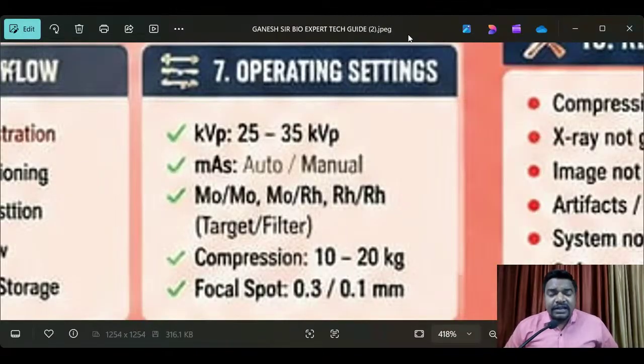So whenever you operate the equipment, you come to know these things. So try to capture my points, what I'm saying here, and try to listen to all things. Right, my dear engineers, and compression here is 10 to 20 kg. This is the compression of the breast. How much compression and everything, the technician will do. The biomedical engineer doesn't need to do it, but they will do it.